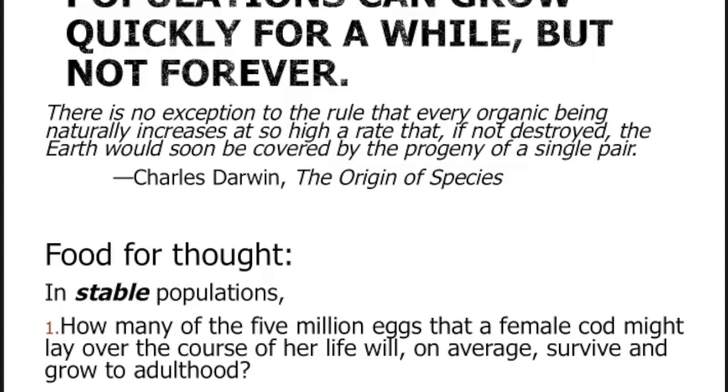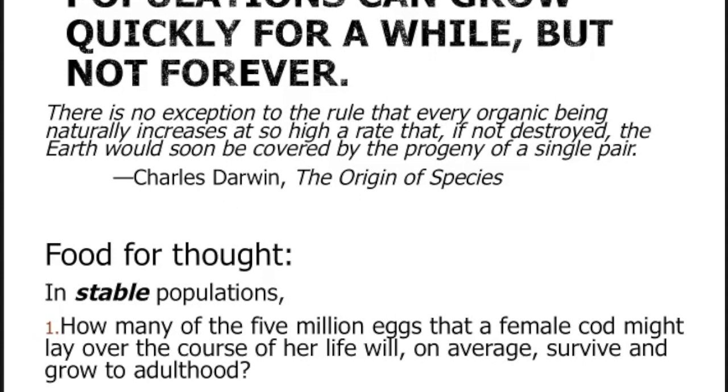More or less. But over the course of her life, of all of her offspring, how many in a stable population will survive and grow themselves to adulthood and reproduce? Now, this is an interesting question. When I ask this in front of a class, a lot of people say, well, maybe half of them will live. So that's like 2.5 million eggs will become adults, and they'll all have babies. But remember, I just told you that stable populations means zero population growth. That means in the long run, they are neither growing nor shrinking.